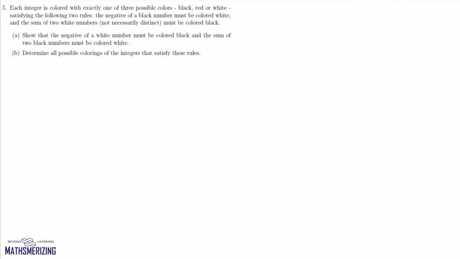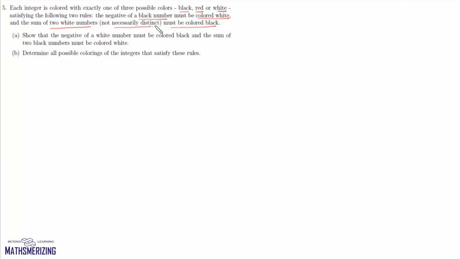Now question number 5, it is an interesting puzzle sort of a question. And the question is, each integer is coded with exactly one of the three possible colors, black, red or white, satisfying the following two rules. Now the first rule is negative of a black number must be colored white. So if we have a black number, then its negative must be a white number. And the second rule is sum of two white numbers, they must be colored black. And these numbers, they may not be necessarily distinct.